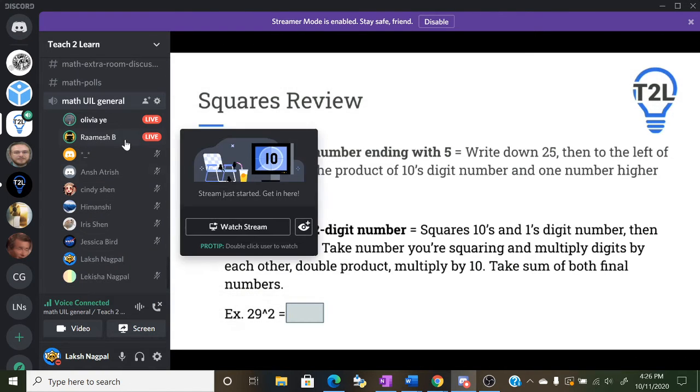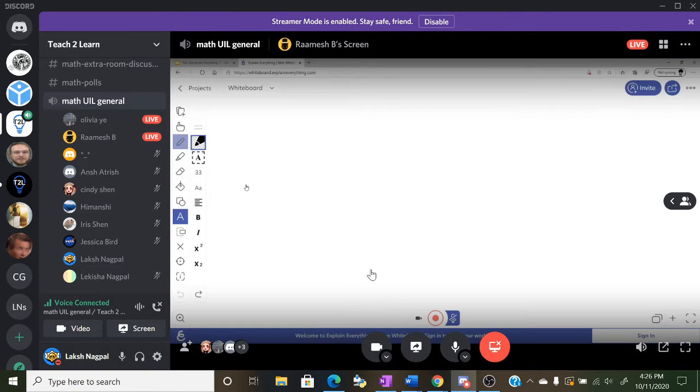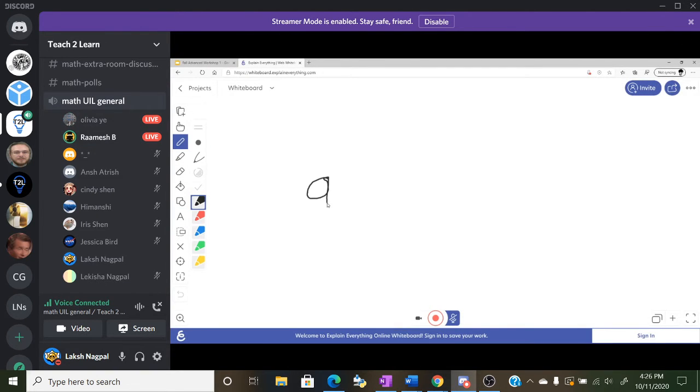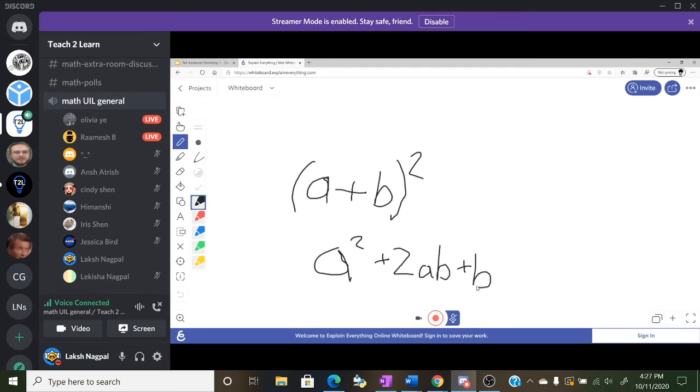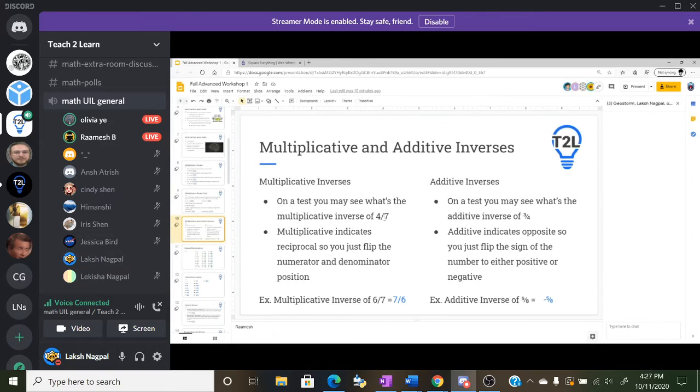So you have number A plus number B, squared. This would be equal to A squared plus 2 times A times B plus B squared. So you can use this trick for this.